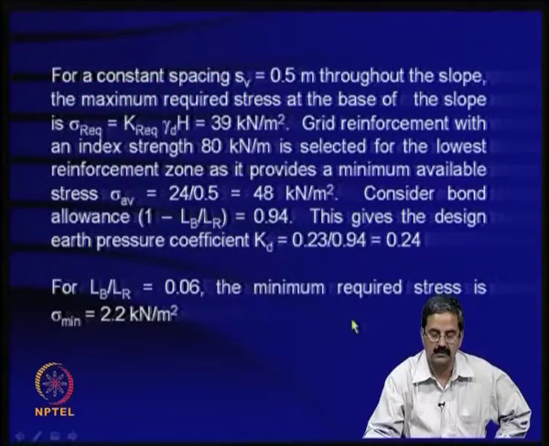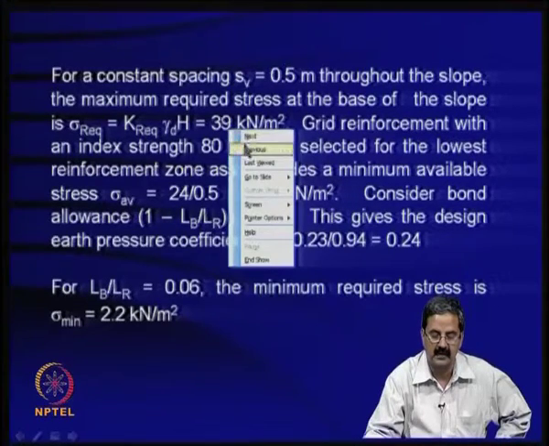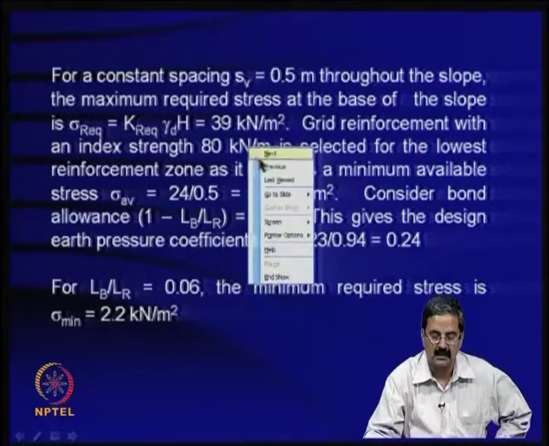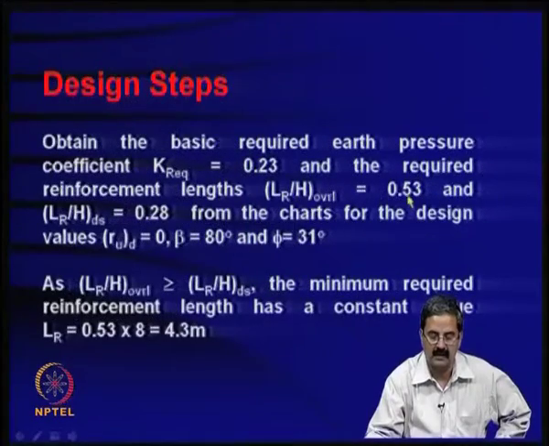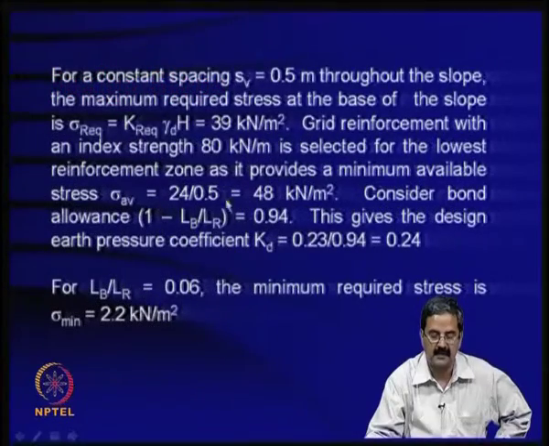Now, what we do is that we provide a constant spacing of SV equal to 0.5 meters throughout the slope. The maximum required stress at the base of the slope, K required, is what? You have already got the number. K required is some 0.23, and with H and all that you get 0.39 at the bottom.